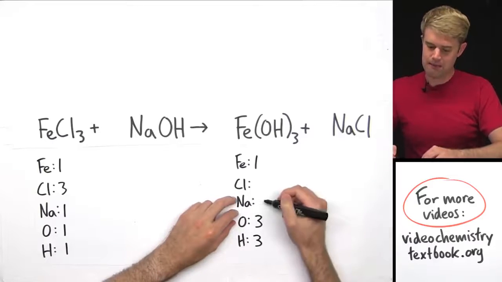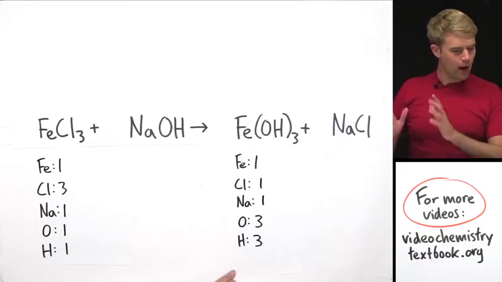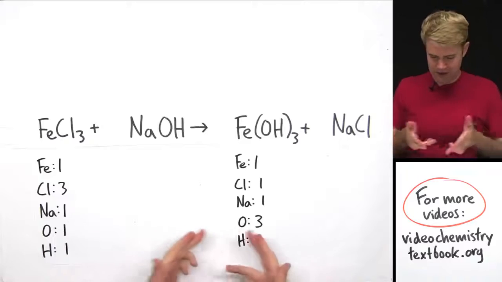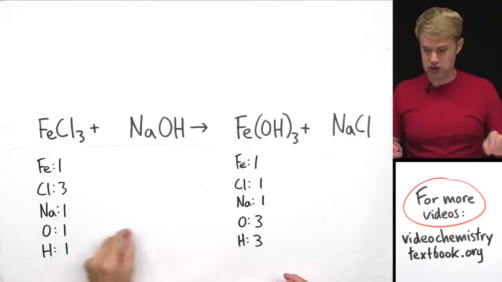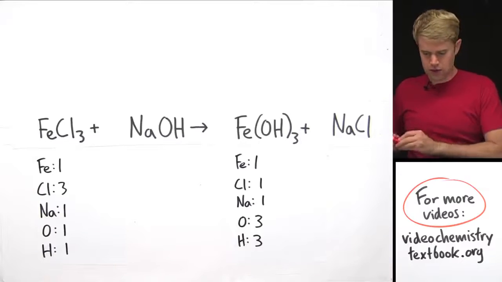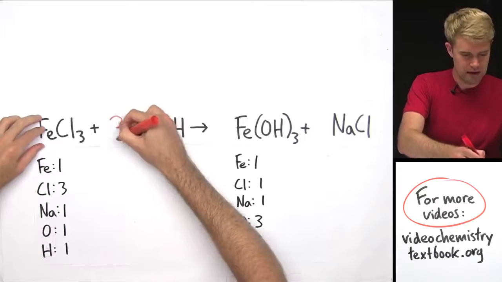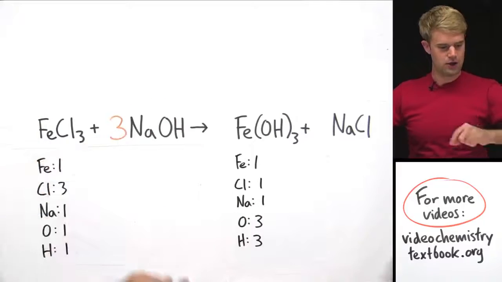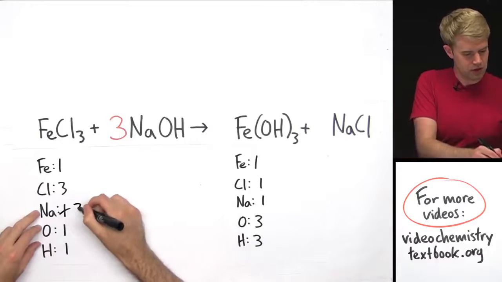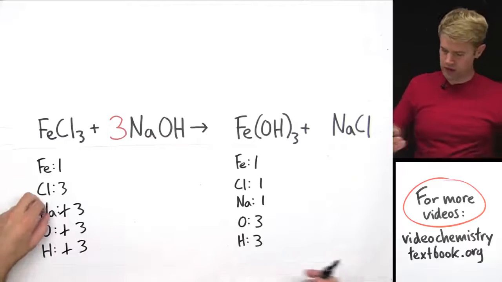And then we have Na and Cl, so 1 each of those. Okay, so where are we going to start with this? Well, I have an imbalance in my oxygens here, so I might as well just start there. Okay, so 3 here, 1 over here, so I'm going to put a 3 in front of NaOH. Okay, so that is going to multiply all this stuff by 3. I have 3 Na, 3 O, and 3 H.